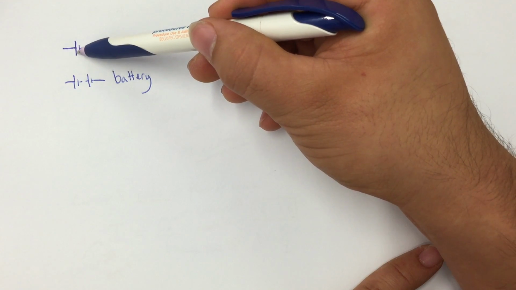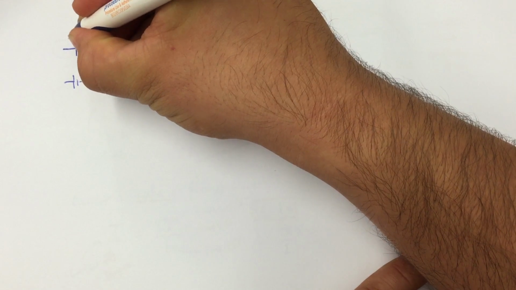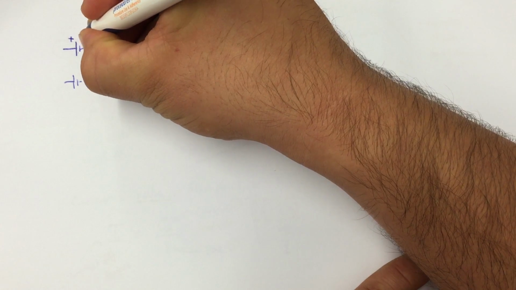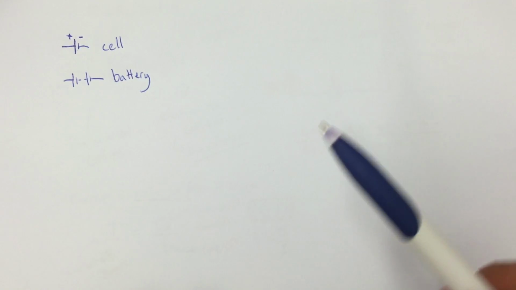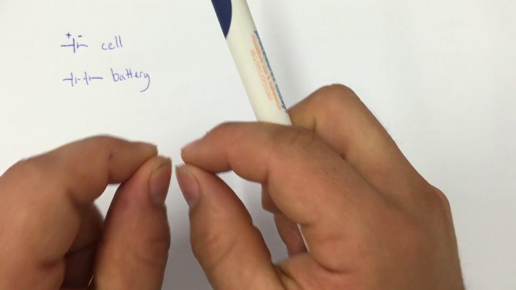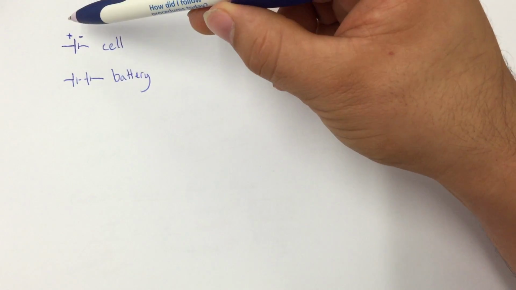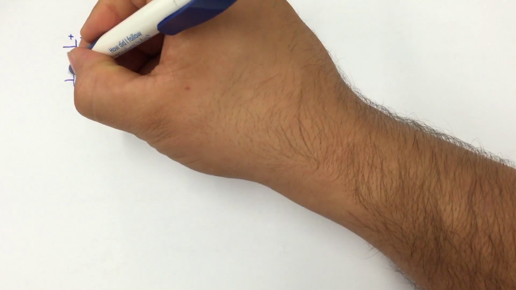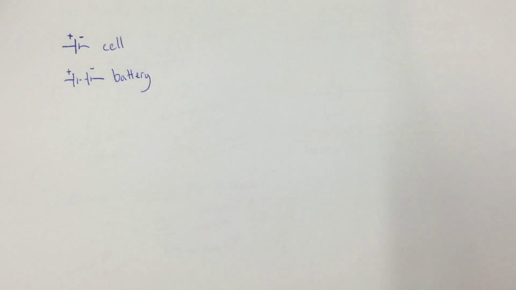So we have the two lines, one longer than the other. The longer one always represents the positive terminal, and the shorter one represents the negative. The way that I remember that is I imagine that I can take the longer one, snap it in half, and make a little positive symbol with it. So we've got positive and negative. It's the same on a battery. So most circuits will have a power supply like so.